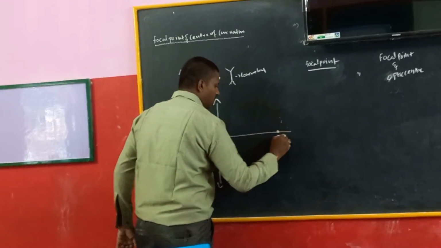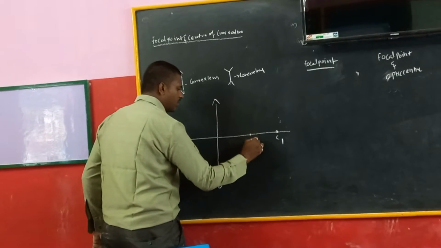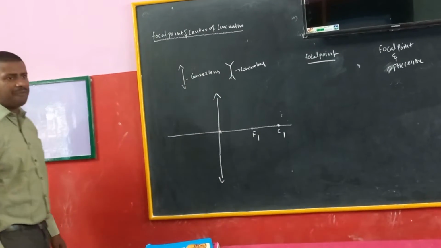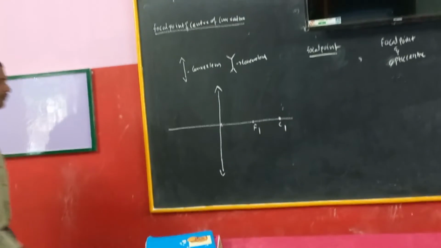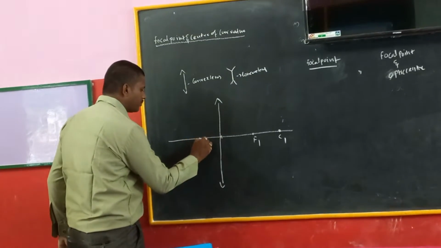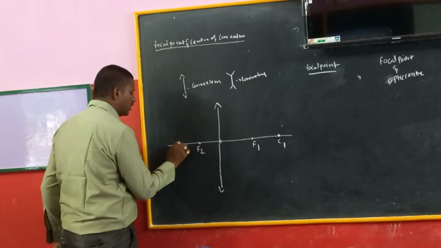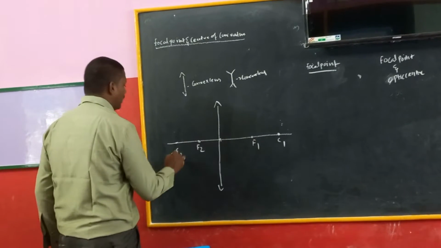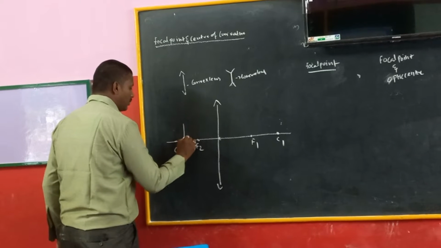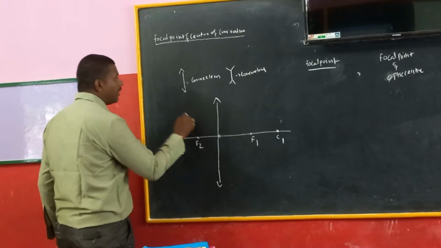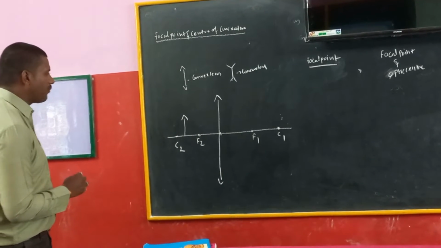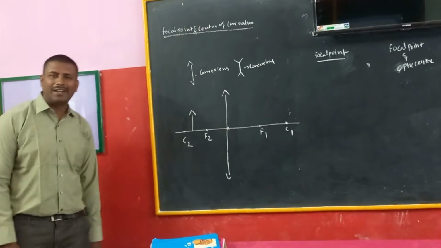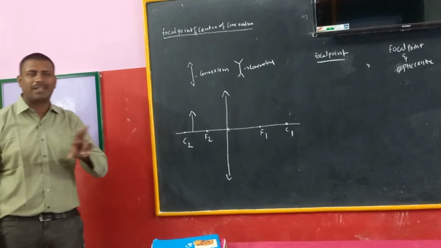This is C1, this is F1, this is optic center. The center of lens is treated as optic center, and this is F2, this is C2. Now the object is placed between focal point and center of curvature. When the object is placed between focal point and center of curvature, I already told you, when you are drawing ray diagrams, 2 points are to be kept in mind.